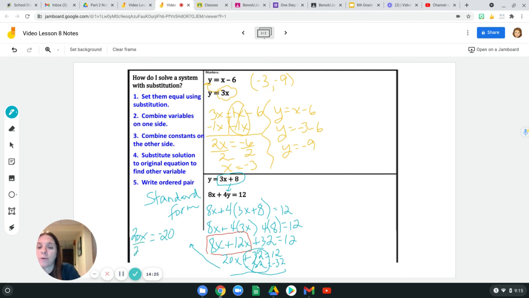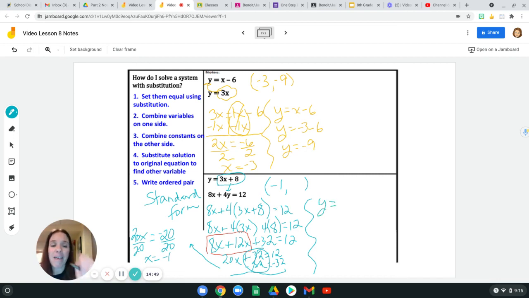Now divide by the coefficient of 20, and you get x to be negative 1. Woo, that was a lot of work. A lot of algebra, a lot of fun. All right, now we're going to do the same thing to find y. We're going to substitute for x. And I'm going to use the one that's in slope-intercept form because it already says y equals.